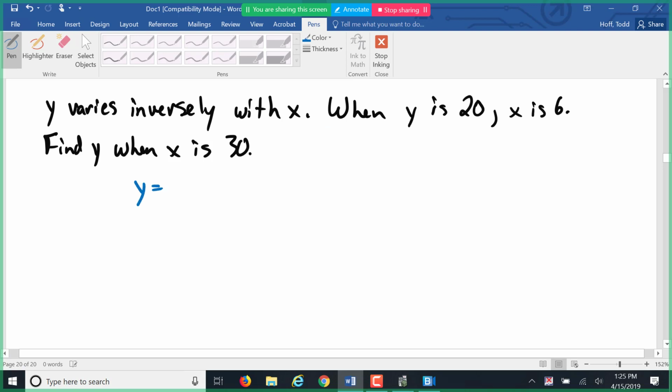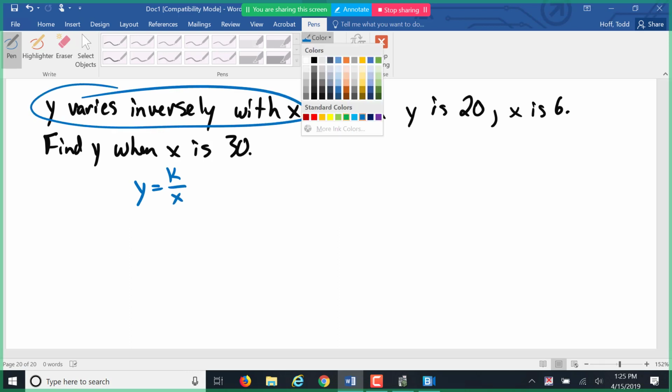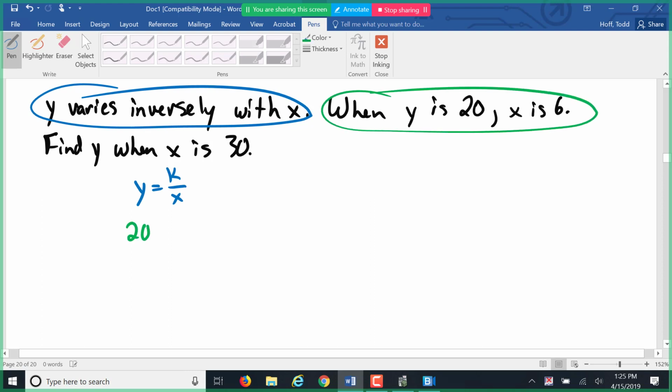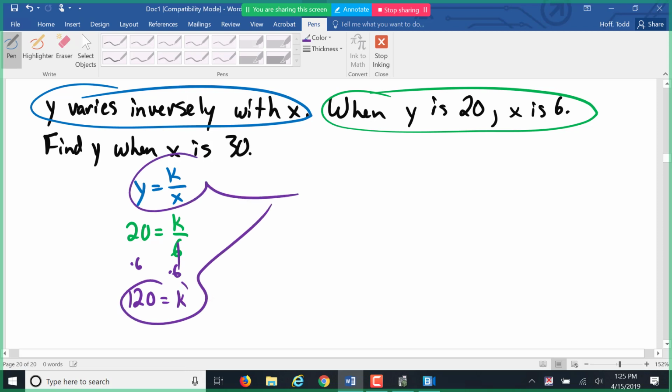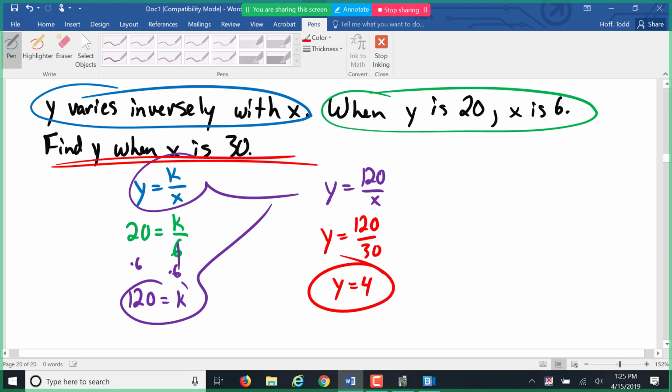So varies inversely means y equals k divided by x. If y is 20 when x is 6, we put in 20 for y, 6 for x, so 20 equals k over 6. We multiply by 6 to get k by itself, giving us 120 equals k. So that relationship becomes y equals 120 over x. Find y when x is 30. We put 30 in where the x is. 120 divided by 30 is 4. Y would be 4.